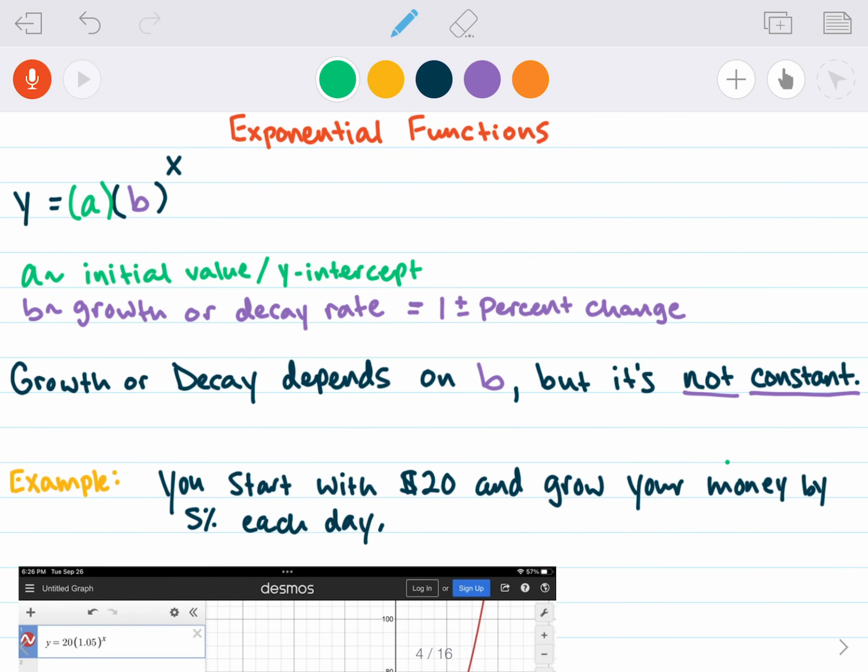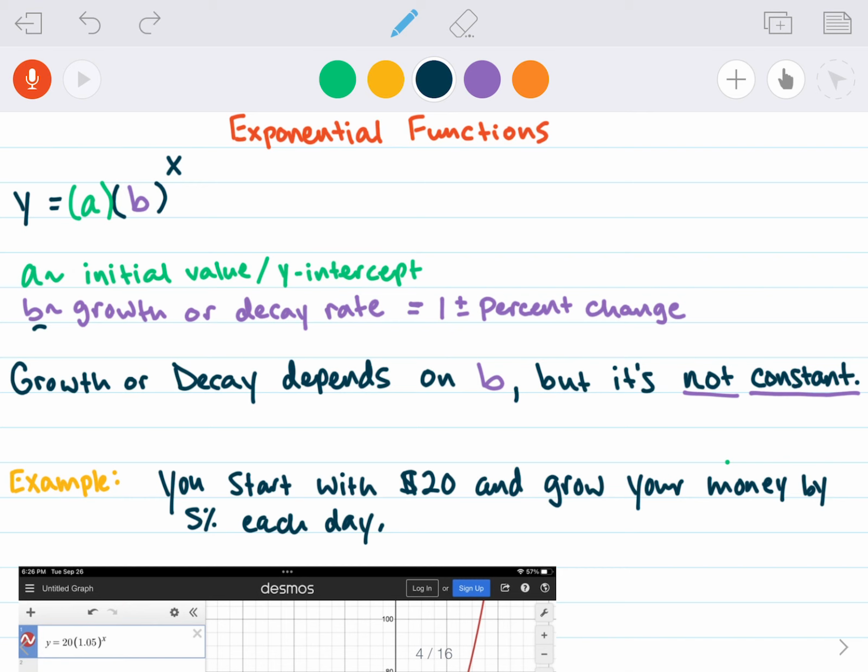So let's next consider exponential functions. We talked about these last time. So we were given two things, right? For an exponential function, we have a, which is the initial value, and the y-intercept, just like it is in a linear function. So both of those have that in common. They both have a y-intercept in their form. And b was the growth or decay rate, which was 1 plus or minus the percent change.